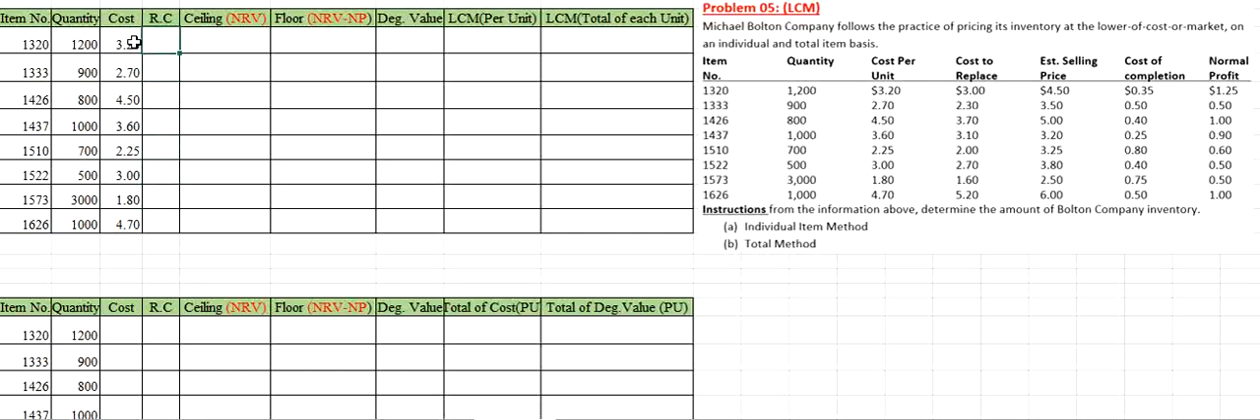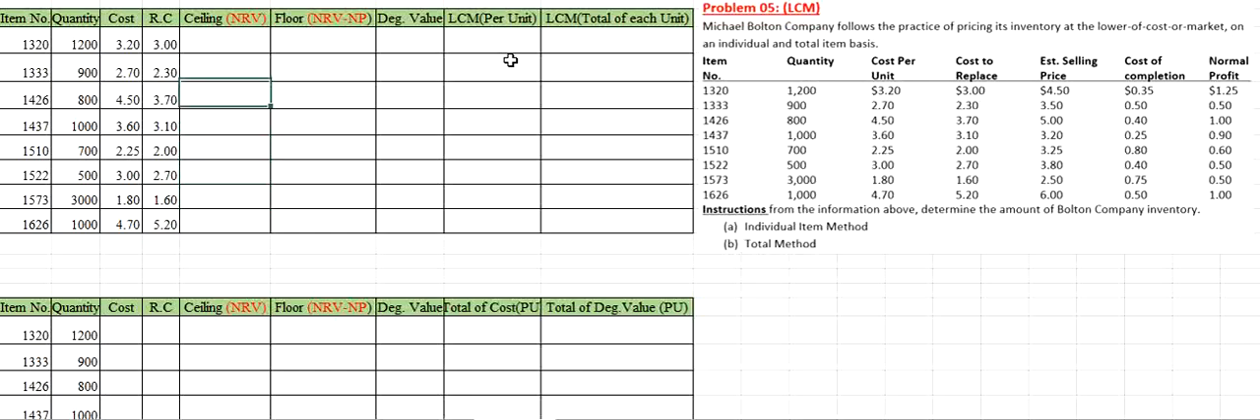As far as replacement costs are concerned, the cost to replace for item number 1 is 3.0. For item 2 it is 2.3. For item 3 it is 3.7. For the next item it is 3.10, then 2.70, 1.60, and 5.20. So this is our replacement cost.